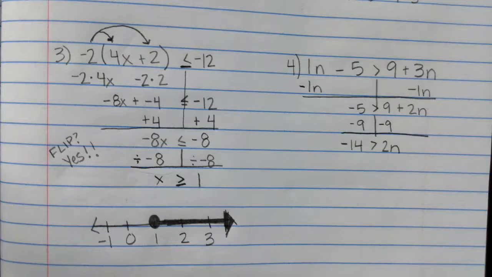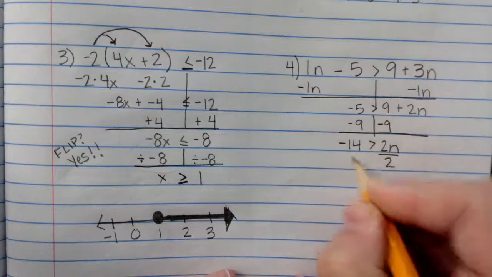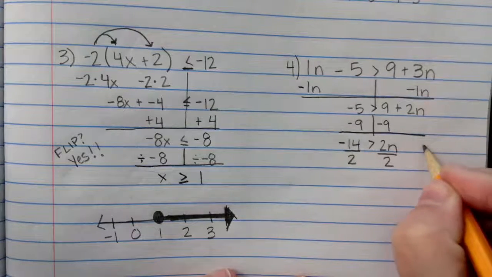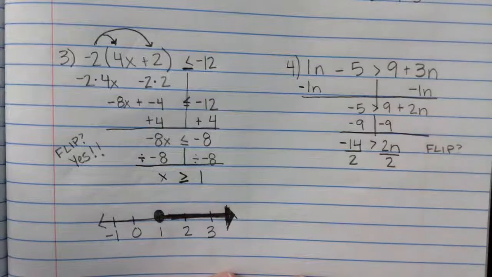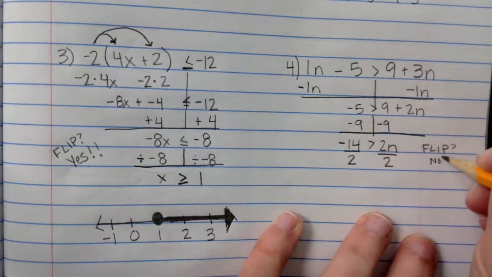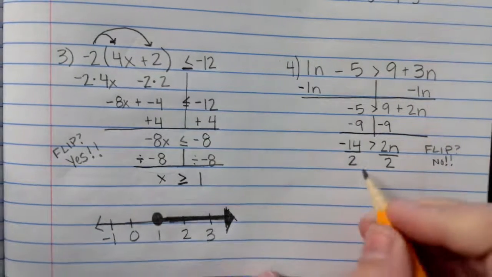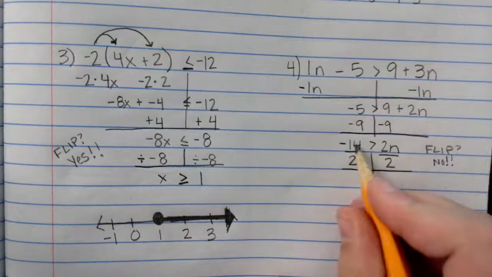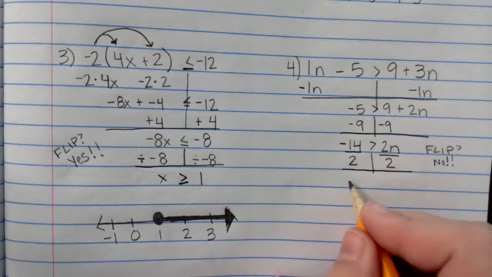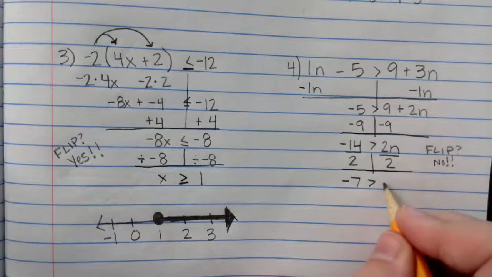Then how am I going to undo that 2? Divide. Good. When I see division, that's where in my head it's going to go beep, beep, beep. Do you need to flip? You guys are hearing all the crazy sounds in my head today. Do I need to flip the inequality on this one? No. Why? It's not a negative. Good. We're dividing by a positive, so I do not need to flip. So here I'm just thinking, what is negative 14 divided by 2? Is greater than, what is 2 divided by 2? 1. And then 1n is just n.